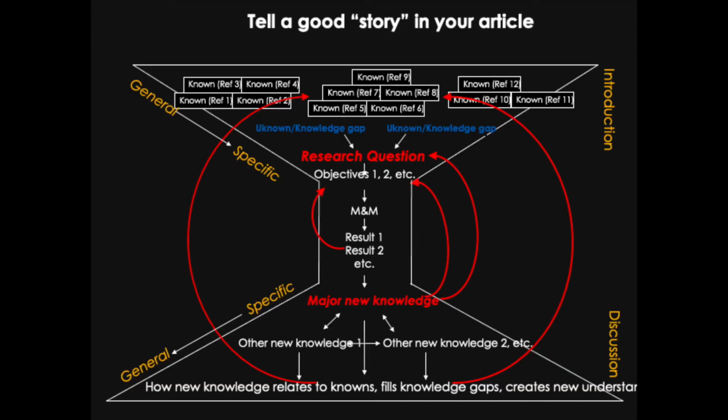As you move through the discussion section, after the first paragraph, the next few paragraphs are going to be talking about the other new knowledge that you have generated. So other new knowledge 1, other new knowledge 2, etc. Also, as you develop through the discussion section, you're going to talk about how your new knowledge relates to the knowns. So reflect back to the knowledge gaps, and you're going to talk about how your results and findings filled the knowledge gaps that you pointed out during the introduction section. And finally, you'll end up talking about how your work creates new understanding.